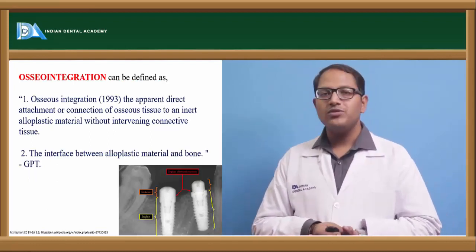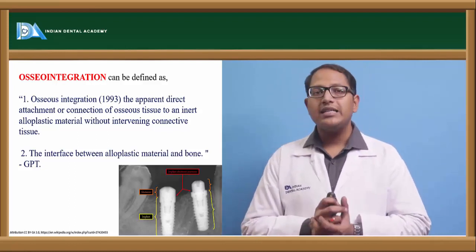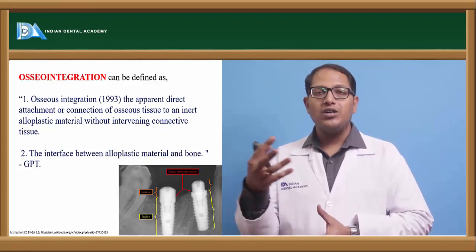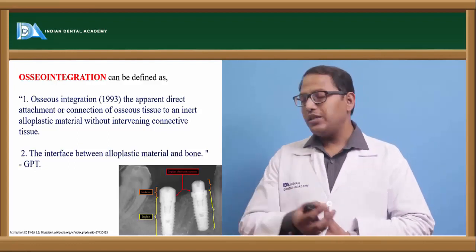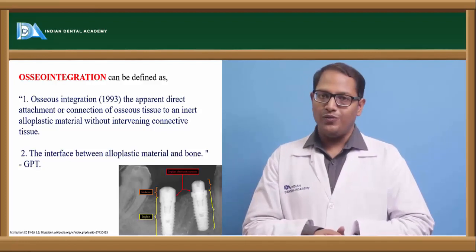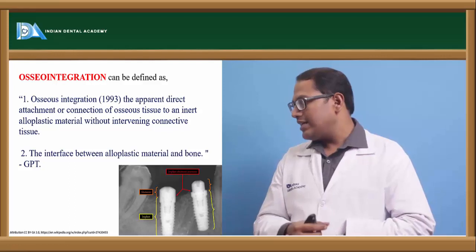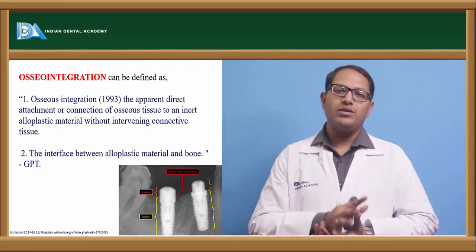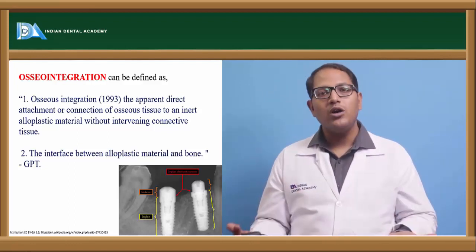Osseointegration, which came up in 1993, said that there is a direct attachment or connection between the osseous part of the bone and the implant superstructure, either with hydroxyapatite or without, but the most important thing was that it didn't have any connective tissue along with it. So that was the main subject of osseointegration. It is an interface of the alloplastic material with the bone. GPT made it very easy: it is an alloplastic material-bone interaction without a connective tissue.